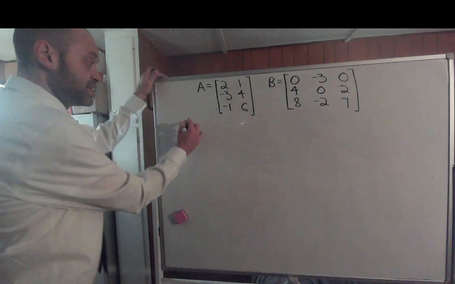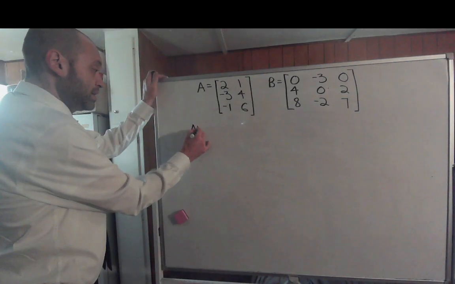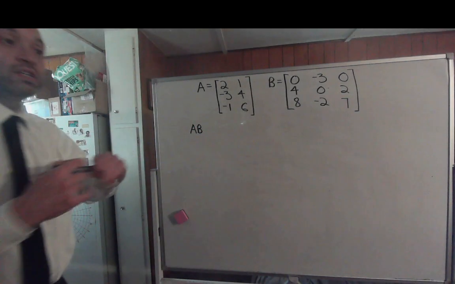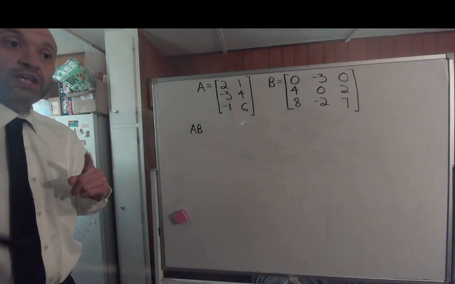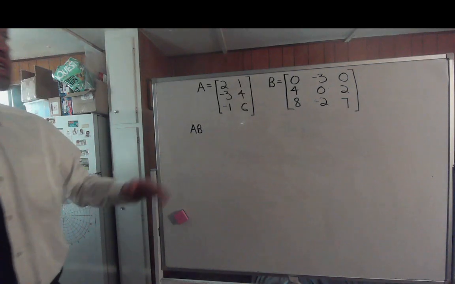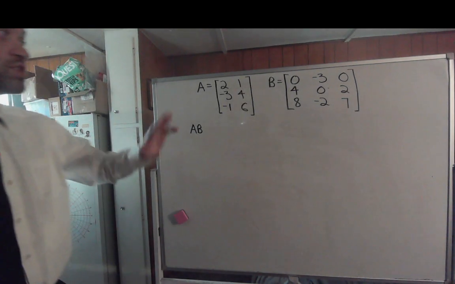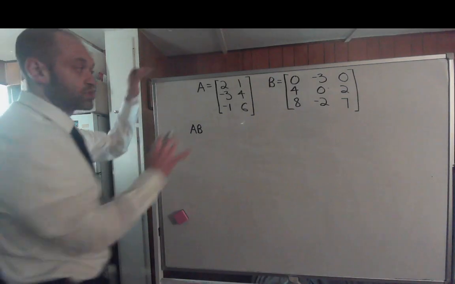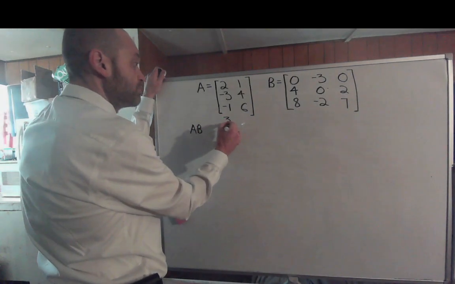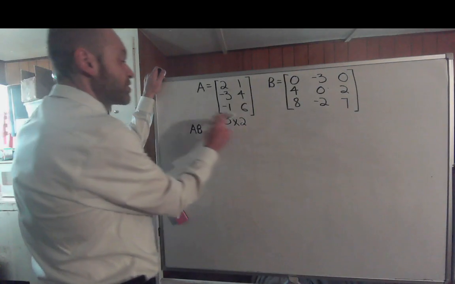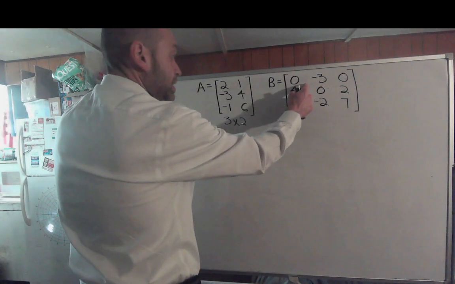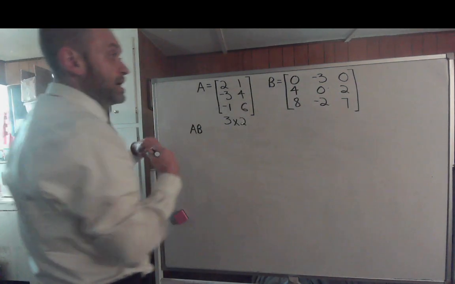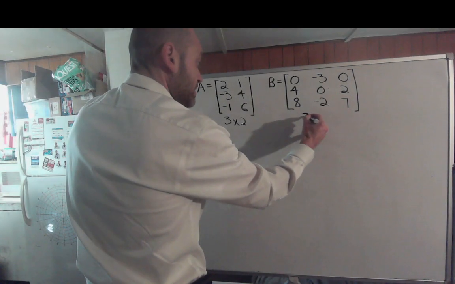So we're going to see if we can do matrix AB. First thing you need to do is determine, can you even do it? And in order to do that, you need to establish the order of each matrix. So the order of matrix A is going to be 3 rows but 2 columns. So this is a 3 by 2 matrix. Matrix B is going to be a 3 by 3 matrix.